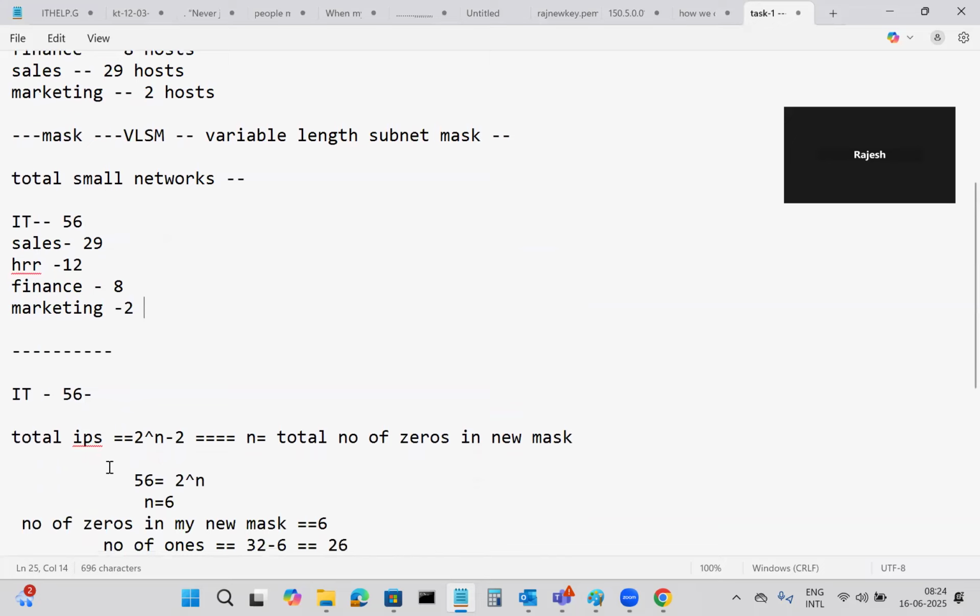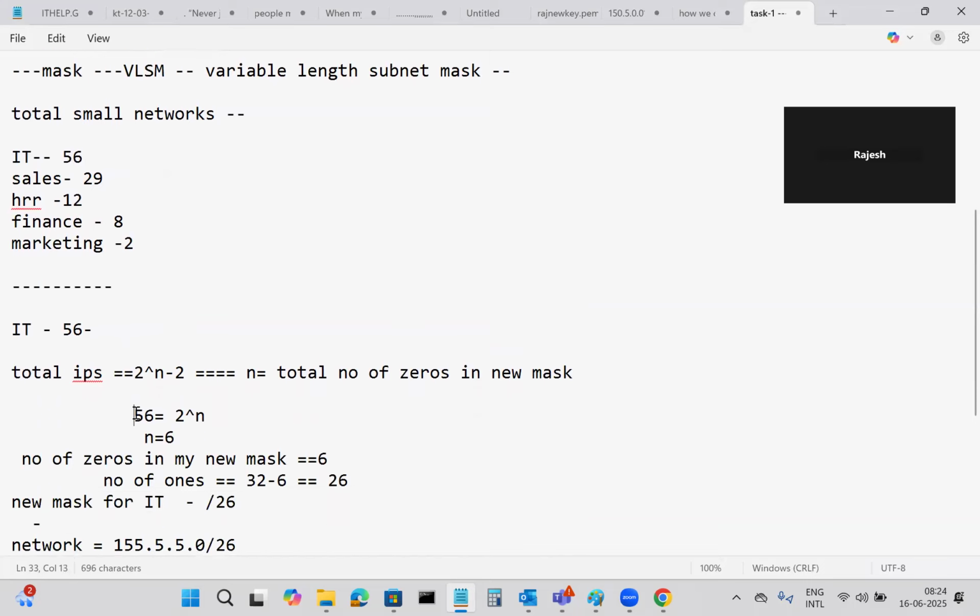What is the requirement for the IT department? 56 IPs. So how will I approach this? I will write the formula for the total number of IPs: 2 to the power n minus 2. So my requirement is 56. What will be the n that gives me 56?